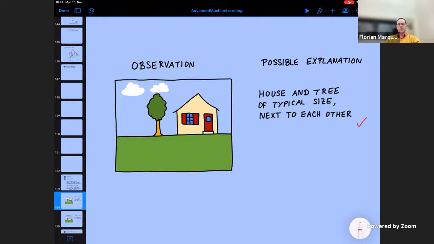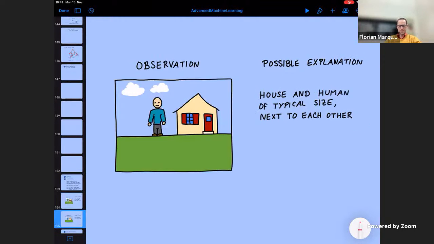But then let me switch to a different photo. Let's say this is the observation. So you see a person standing next to the house, but something is a little bit odd. If you compare them, it seems like the person is, I don't know, 3 or 4 meters tall. So can we still use the old explanation where we say, well, there is a house and a human, both of typical size, they are right next to each other?